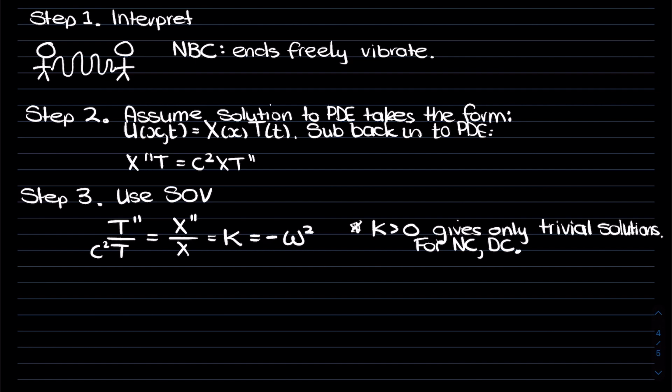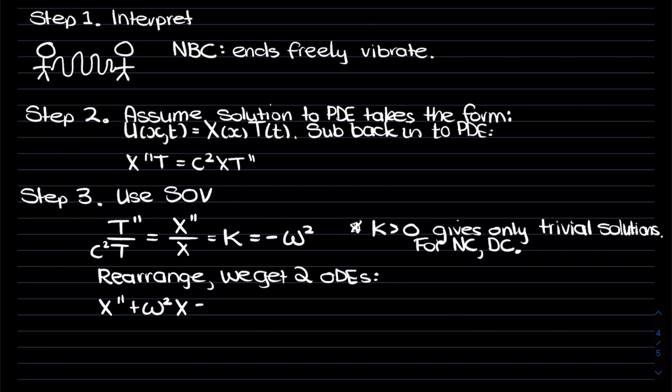So if we rearrange, we get two ordinary differential equations that we're going to solve. We get X'' plus lambda squared X equals 0, and we get T'' plus lambda squared c squared T equals 0. I'm going to put a box around these.